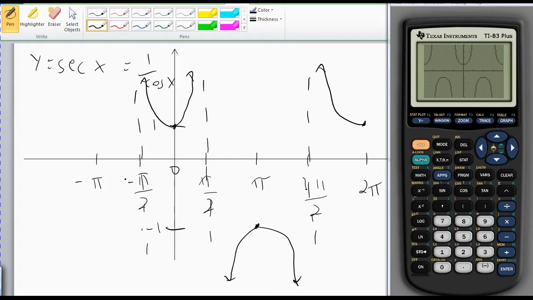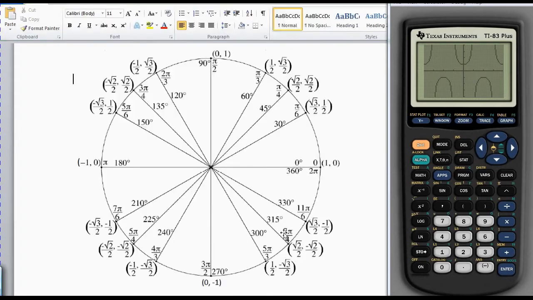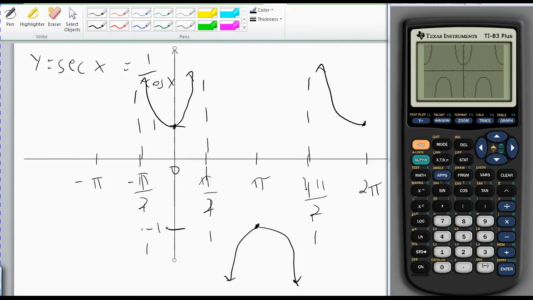And then at negative pi, this negative pi would be down here, or over there I should say, which puts us back at, not at 0, because I'm doing 1 over negative 1, which is negative 1. So it's going to look like this. And once again, you can use your trace just to verify that's 90 degrees. X equals 90.